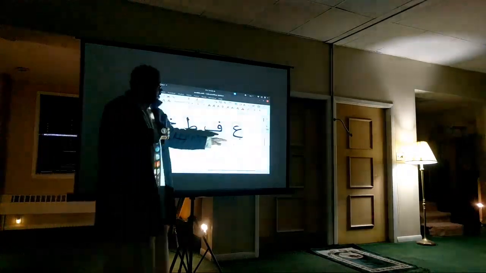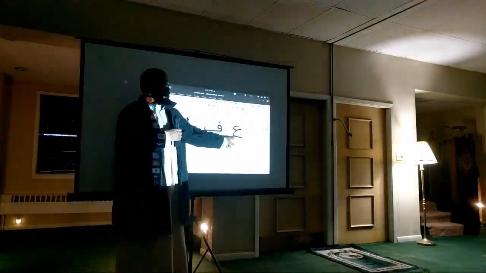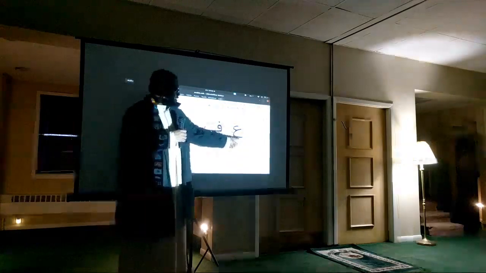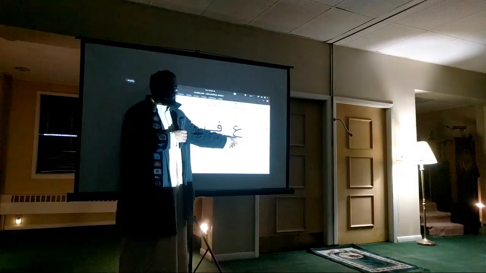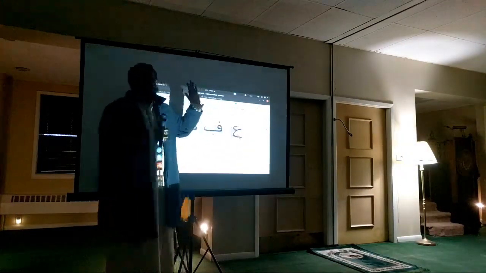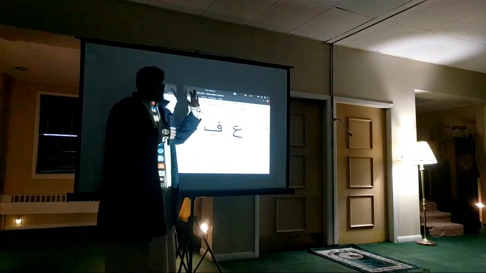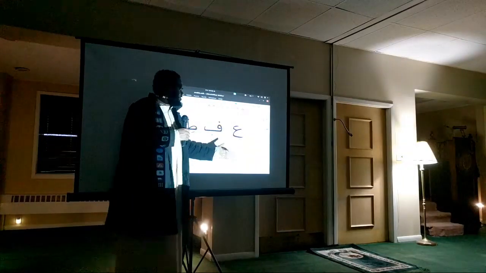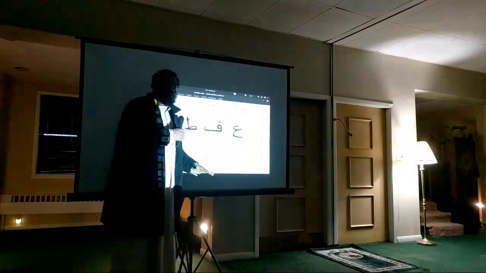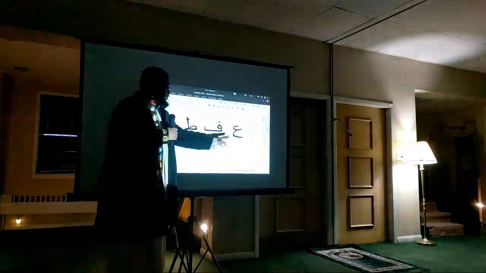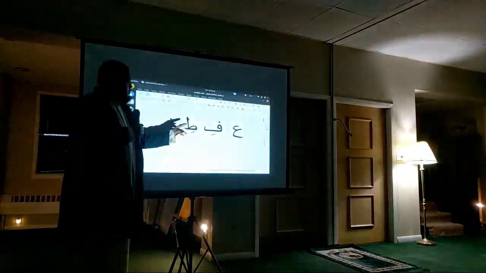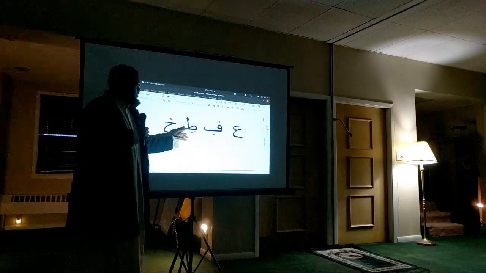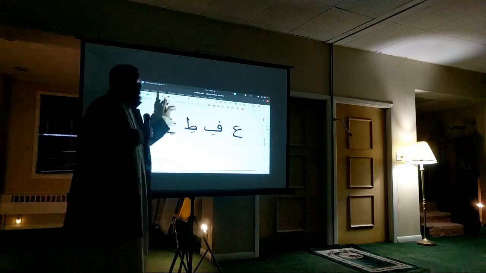Okay, now let's look at this letter right here. What letter is this? Ayn. All right, and we have the ayn with a kasra underneath it, which makes the sound ayn, like ibadah. And what does ibadah mean? Worship, right? So ibadah has this letter at the beginning of it with the kasra.